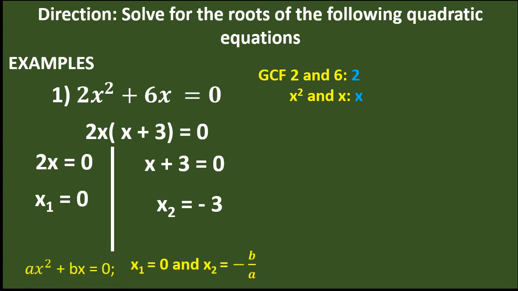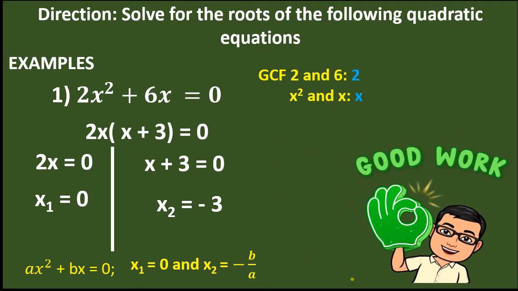Another way of getting the answer is using this formula. If the given quadratic equation is in the form ax squared plus bx equals 0, meaning we have the quadratic term and only the linear term, and they are factorable, we have the GCF, we can say now that the x of 1 is always 0, and the other root is equal to negative b over a.